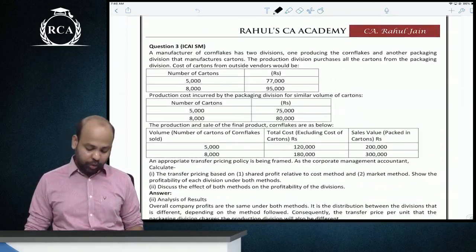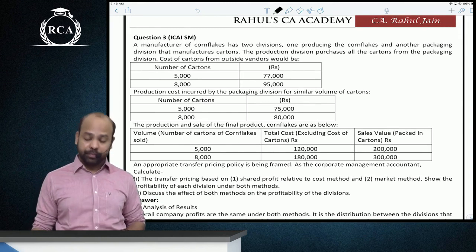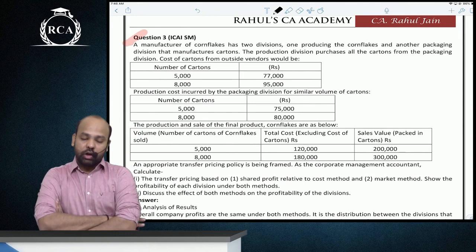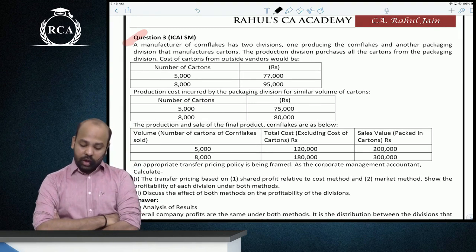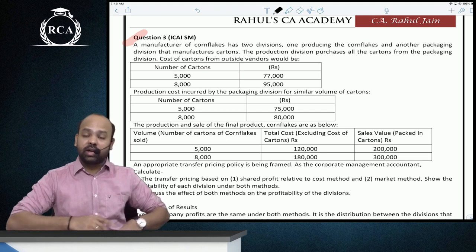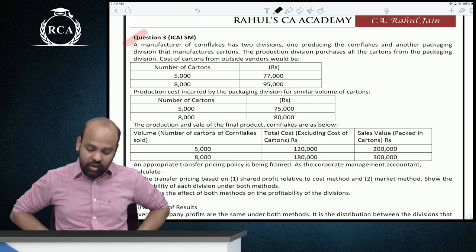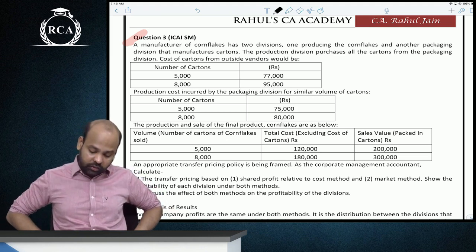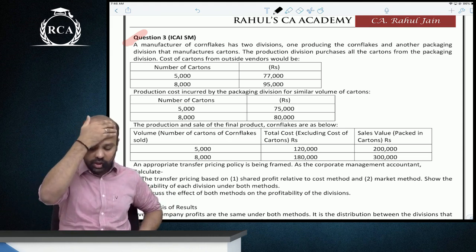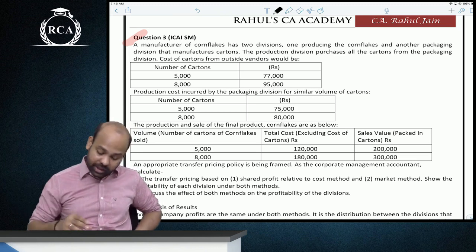Page number 9.11, question number 3. A manufacturer of cornflakes has two divisions. One produces cornflakes, and the other is a packaging division that manufactures the cartons. The production division purchases all the cartons from the packaging division.